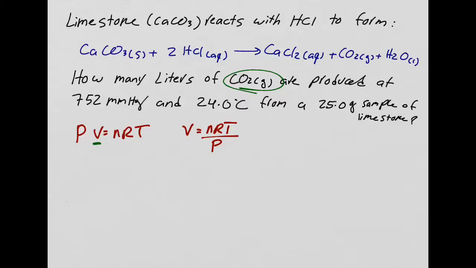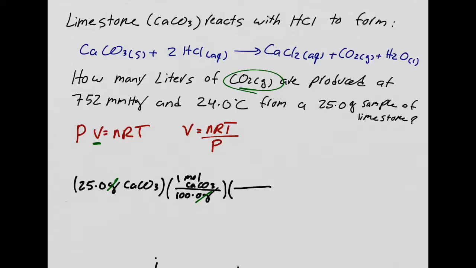Okay, so what I have is 25.0 grams of calcium carbonate. I need to convert it to moles. 1 mole of calcium carbonate is 100 grams. So then the grams cancel out. But again, remember, moles of the calcium carbonate is not what I'm looking for. What am I looking for?